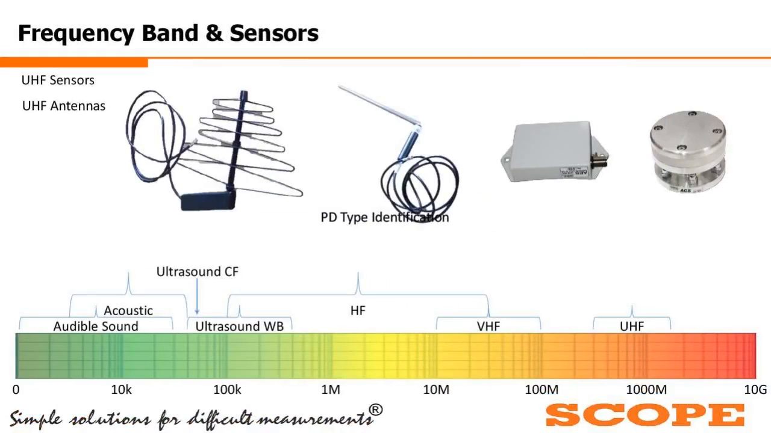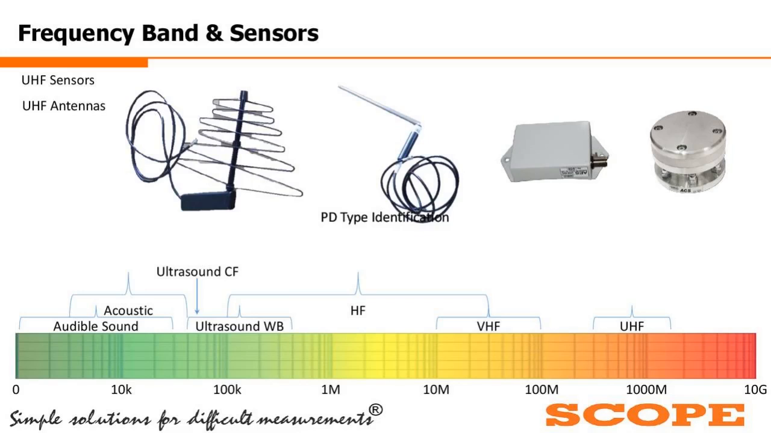Now come the UHF sensors. These are two of the sensors available here. This is one example of an internal sensor, and this is the external sensor that is placed on the surface of the insulation barrier. This one is embedded inside the GIS, on the surface of the GIS, and this is done in the manufacturing area only. When the GIS is already at site, applying this particular method is quite tough.